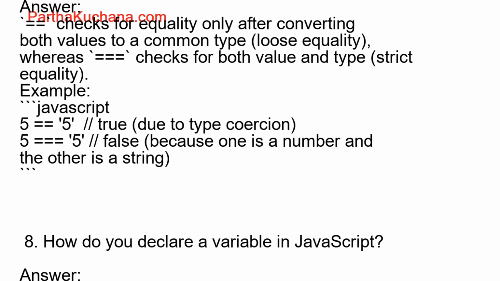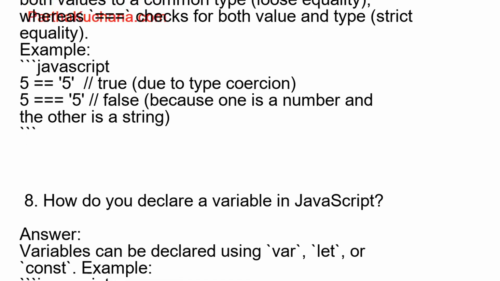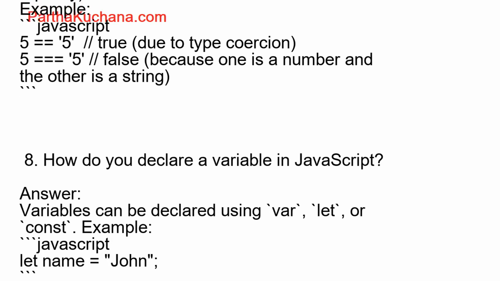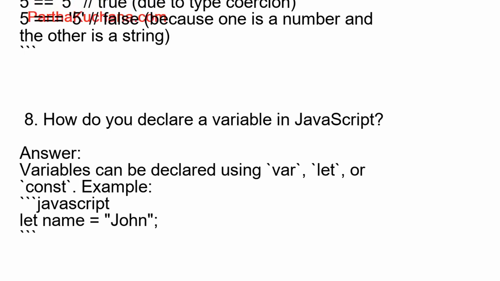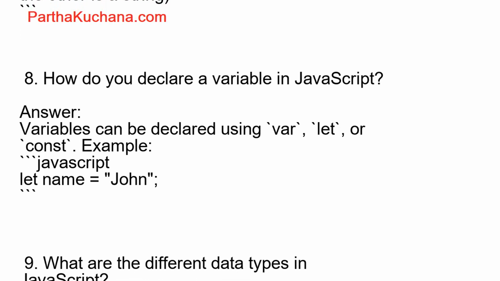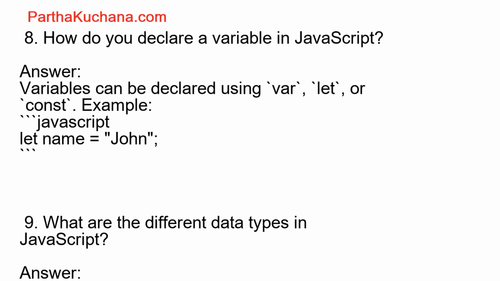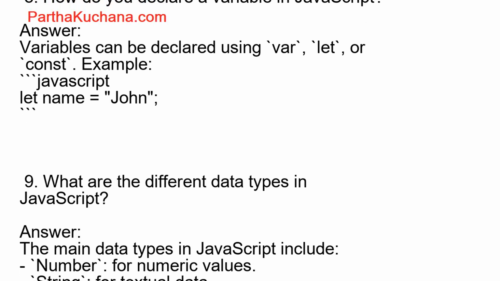9. What are the different data types in JavaScript? Answer. The main data types in JavaScript include number for numeric values, string for textual data, Boolean for true/false values, object for collections of data, null for intentional absence of value, undefined for uninitialized variables, symbol for unique values.